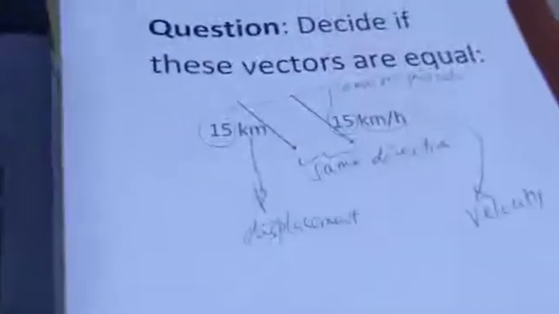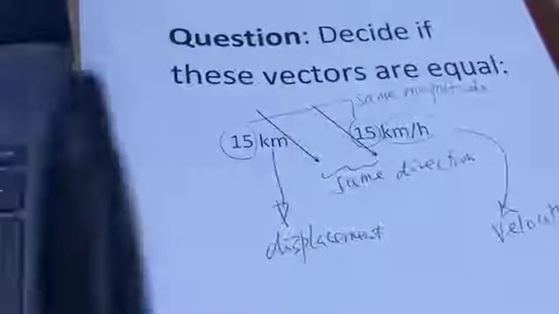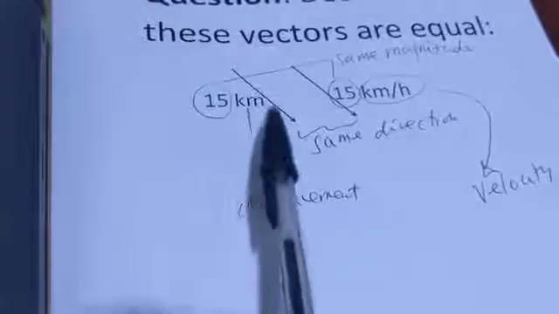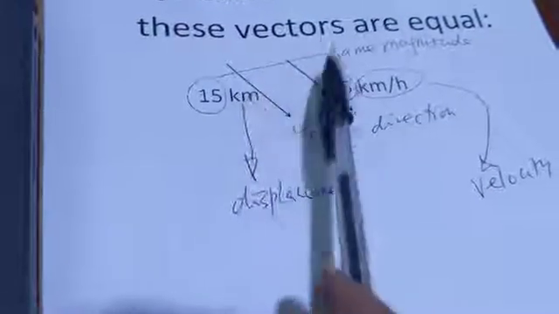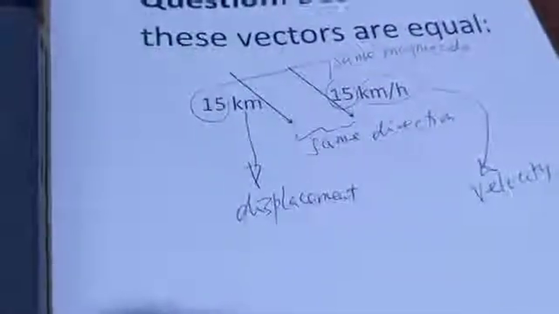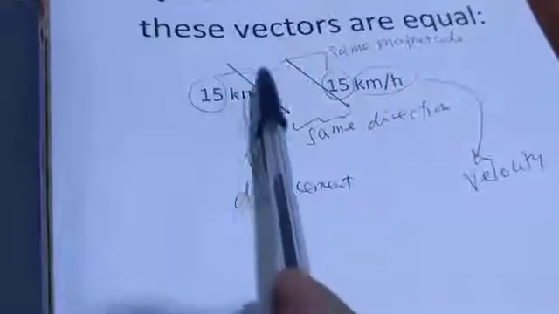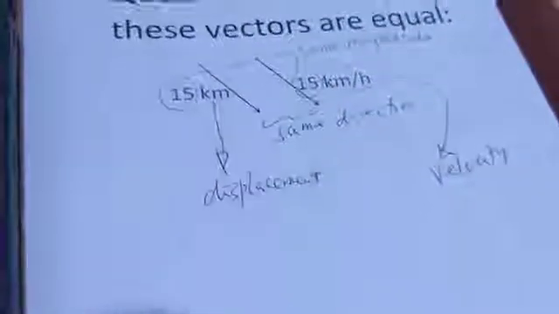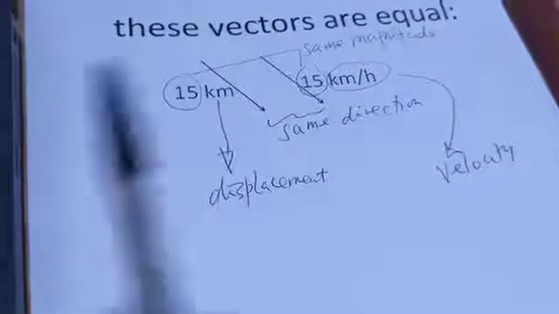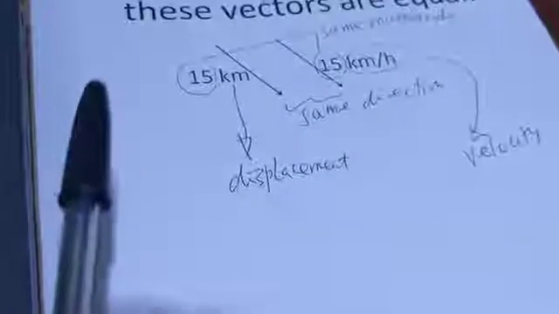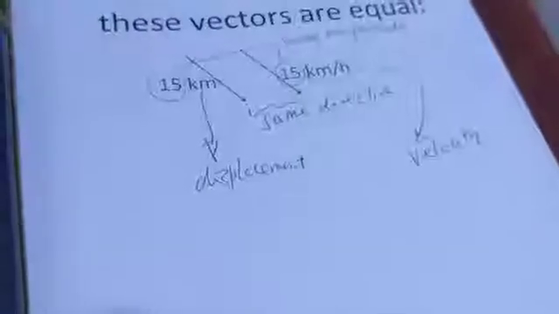To say two vectors are equal, first they must have the same magnitude. They have the same magnitude, 15 and 15. The other is they must have the same direction. Yes, they have the same direction here, which is nearly to the south. And the other is the same type of physical quantity. This is a displacement vector, this is a velocity vector. So they are not equal vectors.